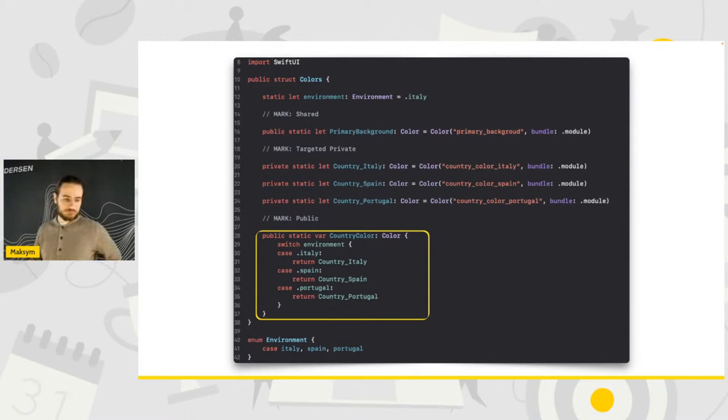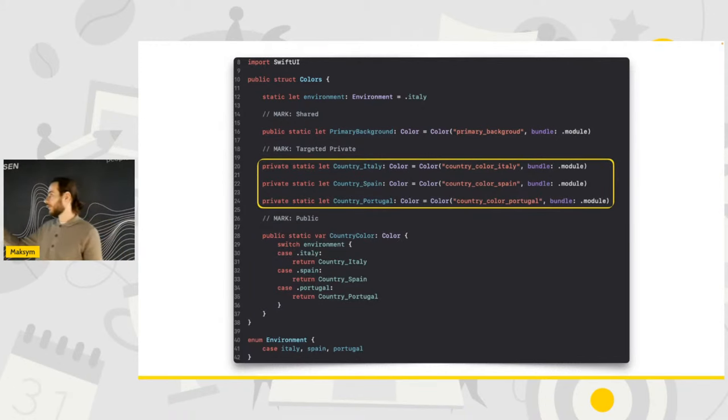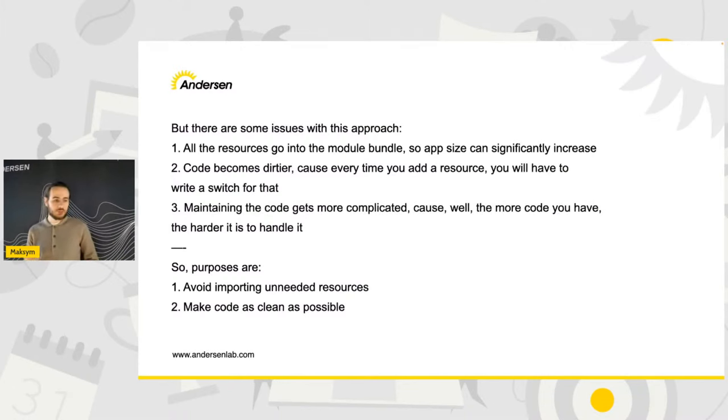You will have some kind of static variable, more than likely a computed variable, which is going to be switching through the environment. In case of Italy, it is going to be returning your country Italy color, in case of Spain, then country Spain, Portugal, then country Portugal. All of them are going to be defined in here. So you will have three private instances. One is describing the country color for Italy, the second one the country color for Spain, and the third one the country color for Portugal. And you will place all of them into one particular SPM package. If you place all of them into one package and manage them like that, that's going to work indeed. But there are a few problems in here.